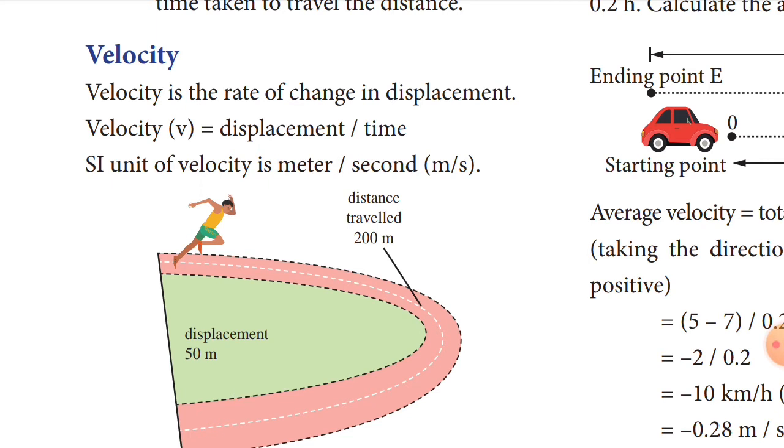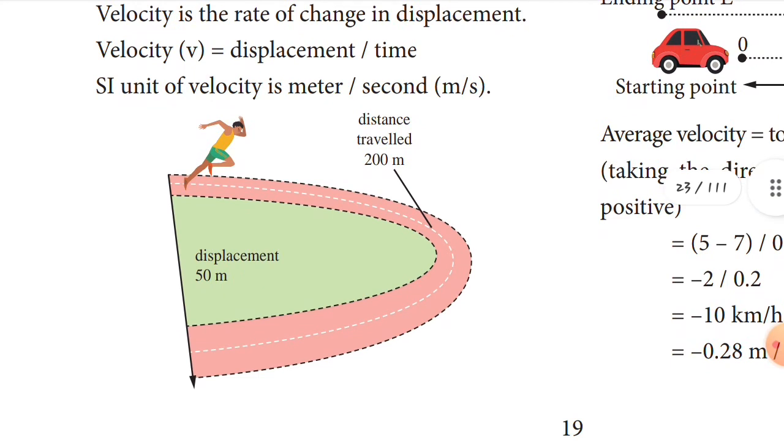You have to compare speed and velocity, but they have the same SI unit. Distance and displacement also have the same SI unit, meter. And speed and velocity also have the same SI unit, meter by second. The velocity formula is displacement by time. Velocity is denoted by the letter V. The SI unit of velocity, as I already told you, is meter by second, the same SI unit.